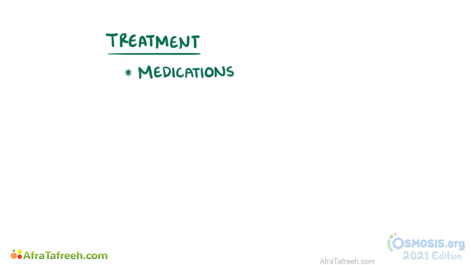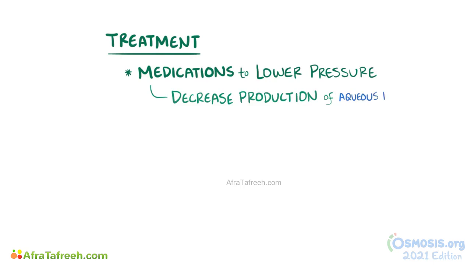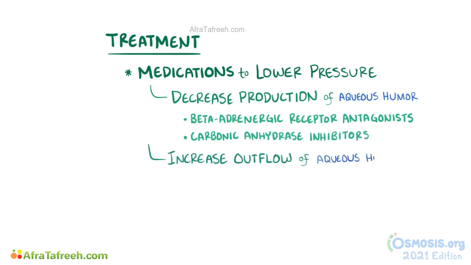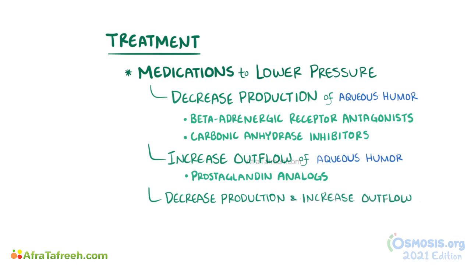Even though glaucoma is not curable, it can be slowed with treatment. If the underlying issue is intraocular hypertension, then it can be managed by taking medications that decrease the pressure in the eye. This can be done in a couple ways. First, by decreasing the production of aqueous humor with medications like beta-adrenergic receptor antagonists and carbonic anhydrase inhibitors. Also, though, you can increase the outflow of aqueous humor by taking prostaglandin analogs. Or, finally, some medications both decrease production and increase outflow, like alpha-adrenergic agonists.